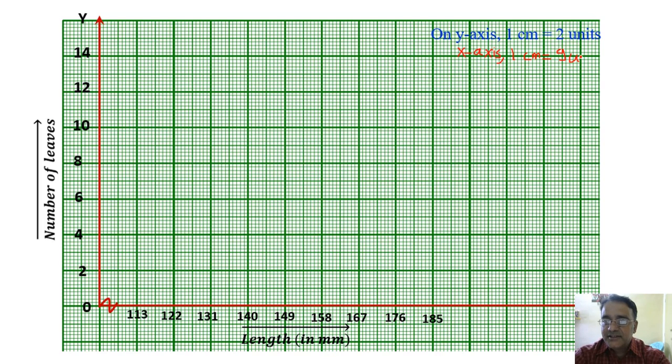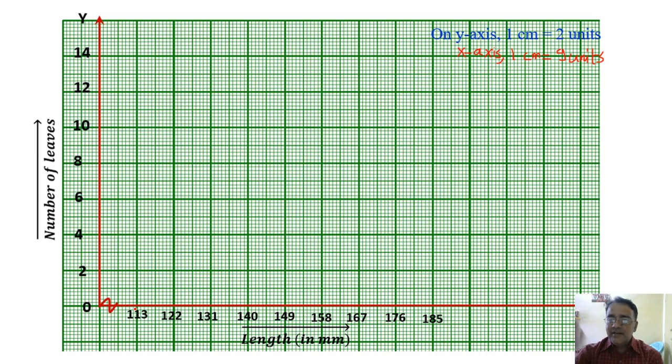Okay, 9 units. So now let us start with 122. 122, मैंने कहा था कि इसमें फ्रीक्वेंसी पॉलीगॉन में एक क्लास पिछला वाला लेना है और एक क्लास you have to take one class at the beginning and one class at the end. So class mark 122 से पहले वाला 113 होगा और 176 के बाद वाला क्लास मार्क 185 होगा. +9 -9.